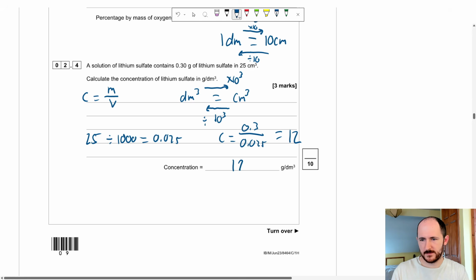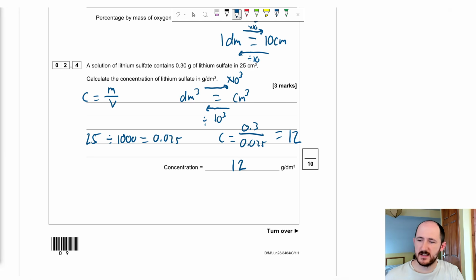There you go. For 3 marks, not too bad, but again, those conversions are a little bit tricky to remember, so just remember the centimeter decimeter conversion, and then square it or cube it as you need it.